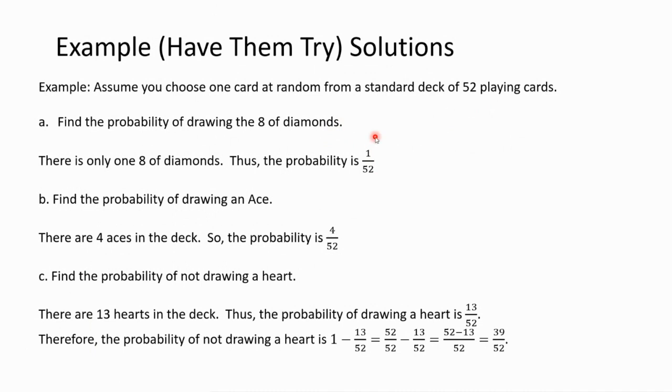What about the probability of choosing an ace, of drawing an ace, that is? Well, there are 4 aces in the deck, right? One for each suit. So the probability here would be 4 out of 52.